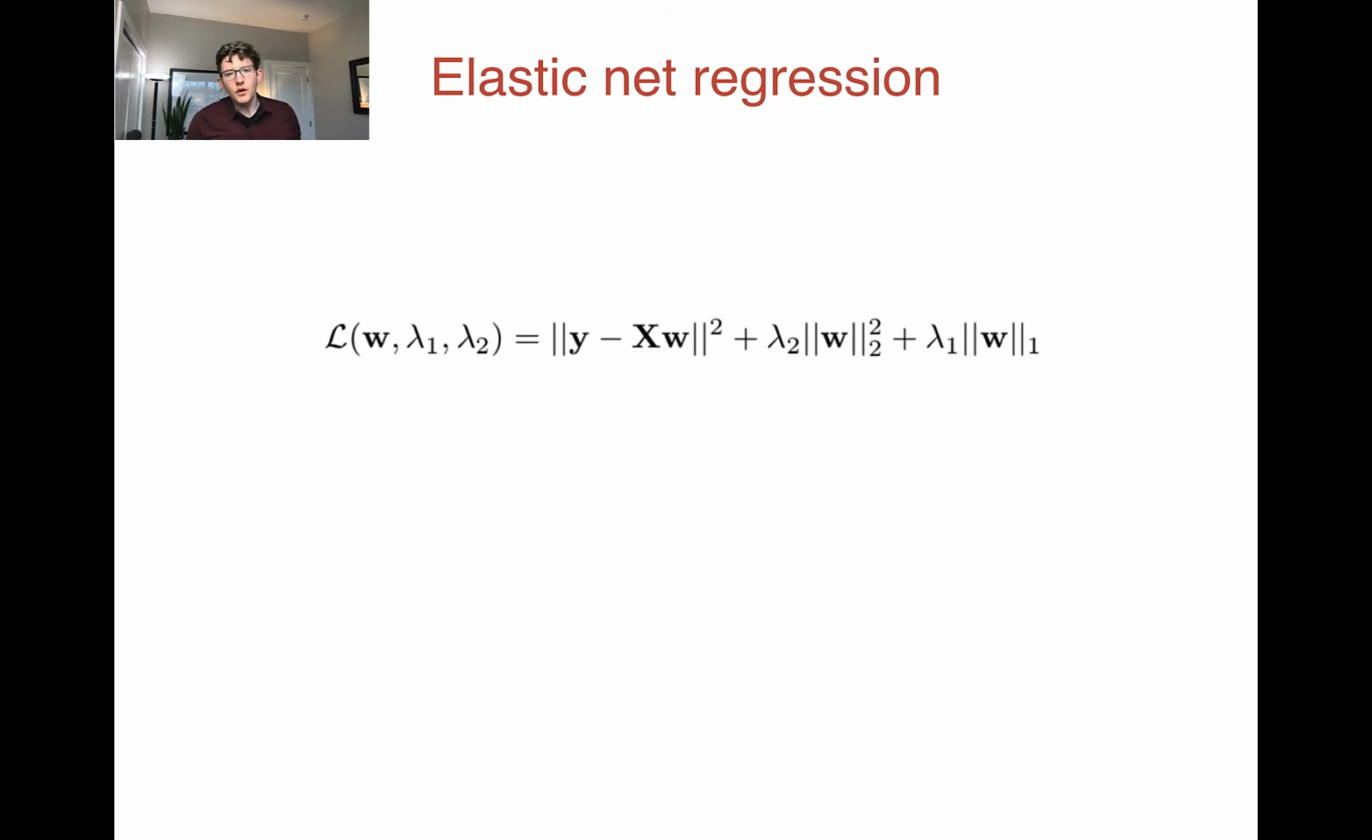Let's look at one more type of regularization, and this is called elastic net regression. This is the case where we apply two regularization terms, both a one norm and a two norm regularization term. Another way to think of this is that our prior over W is a mixture of Gaussian and Laplace.